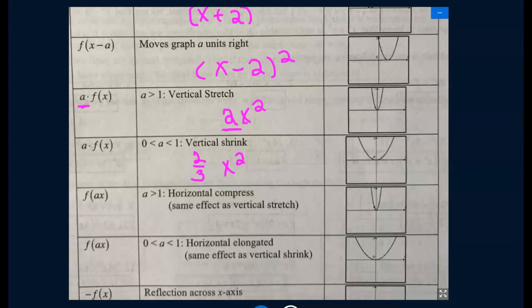A horizontal compression has the same effect as a vertical stretch, but now it's on the inside. So that would look like 2x squared. Similarly, a compression would be a fraction on the inside. So it'd be 2/3 x squared.